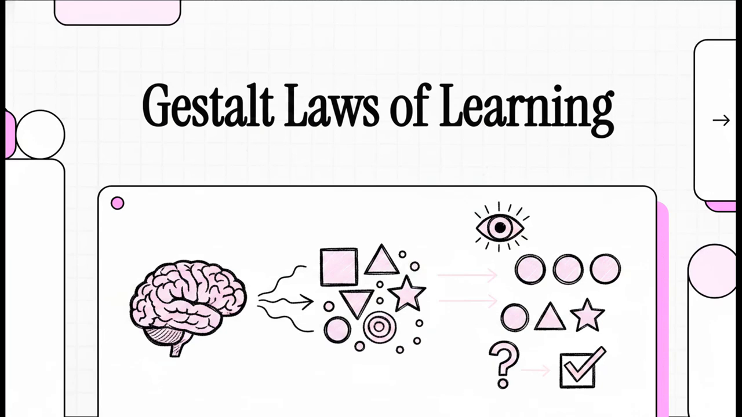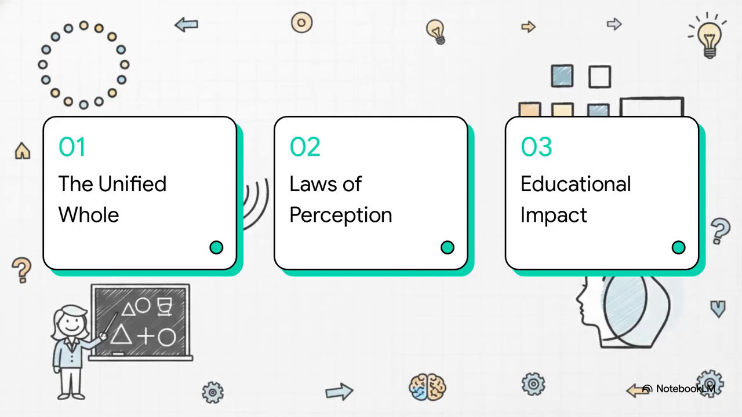So, have you ever actually stopped to wonder how your brain takes in this incredibly chaotic world around us and somehow instantly makes sense of the whole thing? It's kind of like magic. Well, today we're literally diving into the blueprint of the mind, the Gestalt laws of learning. We're going to see how our brain's natural visual shortcuts, the way we just automatically organize what we see, are absolutely crucial. They're actually the very foundation of how we learn and understand everything around us. Okay, let's dive into this.